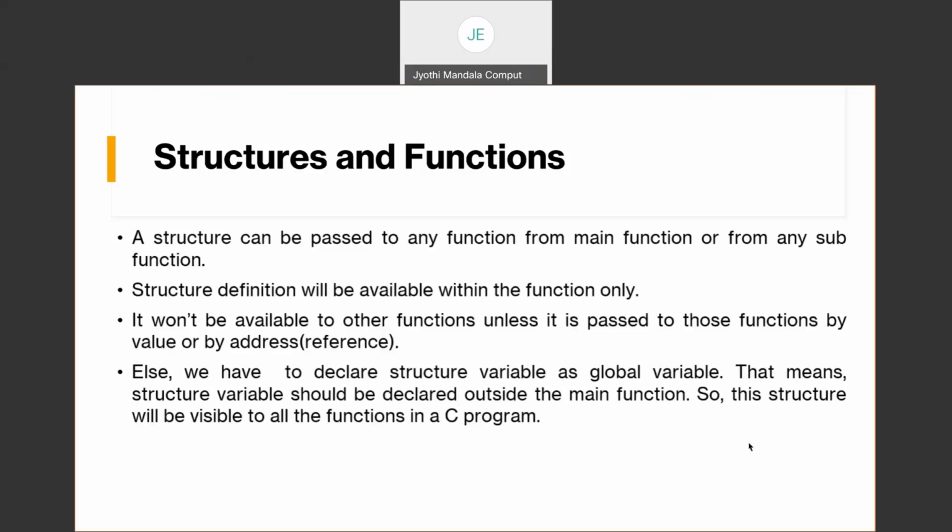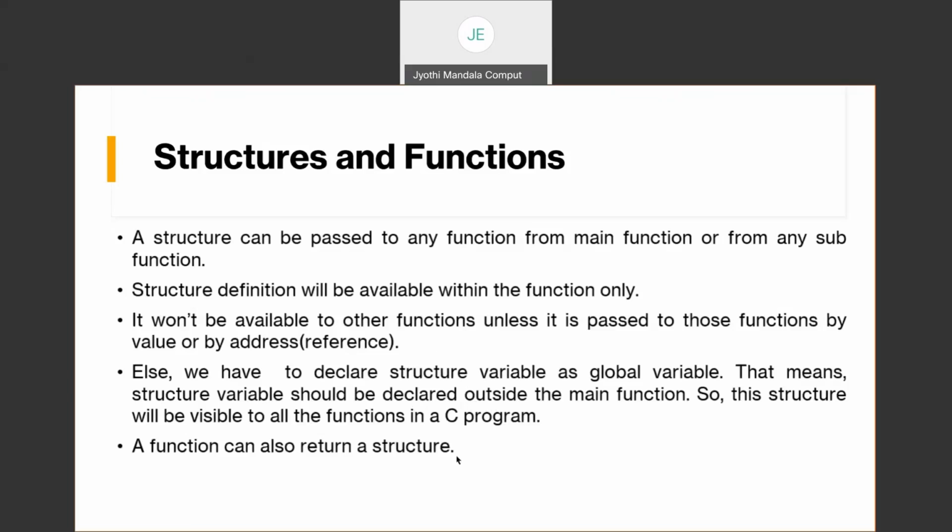Or else whatever structure you have, that structure can be declared as global. You already know what a global variable and local variable is, right? So similarly here also a structure can be defined as a global variable, and instead of declaring it in a particular function, you can make it a global variable so that it can be visible throughout all the functions in your C program. And also a function can return a structure.